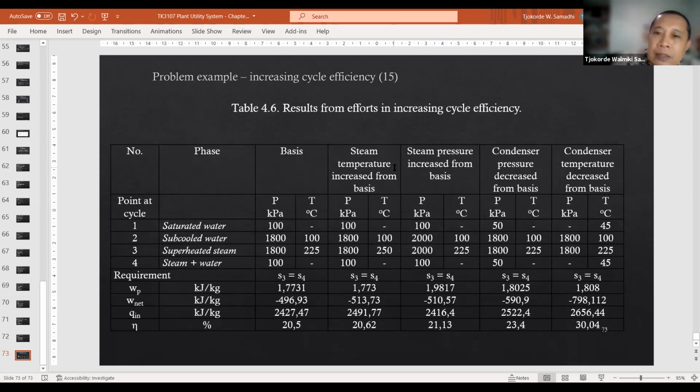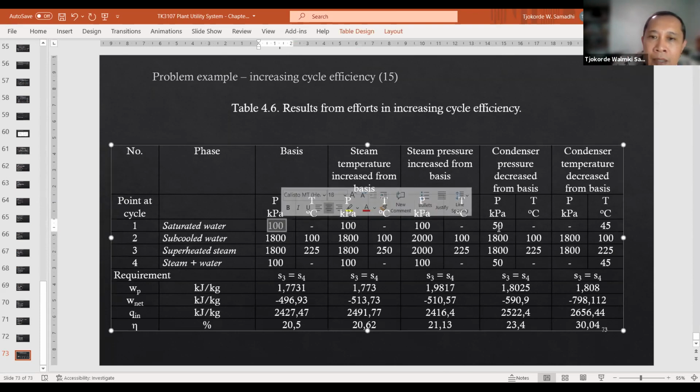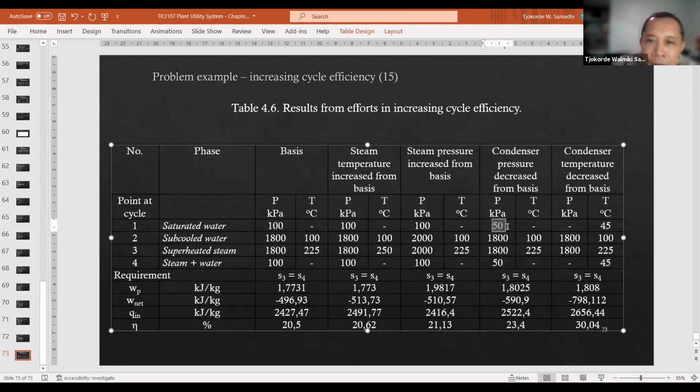Okay. Let's see what else we have here. Decreasing condenser pressure from the basis. So in the basis, the condenser pressure is 100 kilopascals, and this is decreased to 50 kilopascals, and we see an increase in efficiency from 20.5 to 23.4. That's one. Okay, so we have 1, 2, 3, 4 measures to increase cycle efficiency.